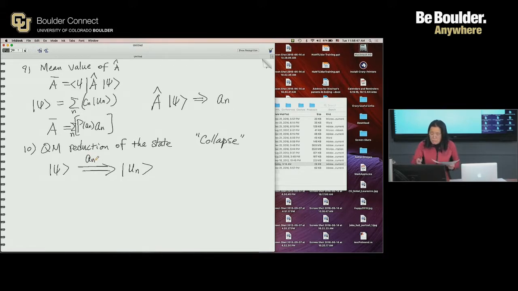If you immediately make a second measurement after you get An, meaning a very short time, the state does not even have time to evolve. What would you have if you immediately make another measurement? Exactly. It will remain in the same state, and you will get the same eigenvalue. Because once it's in an eigenstate, you make the measurement, it will continue to stay in that eigenstate. Okay.